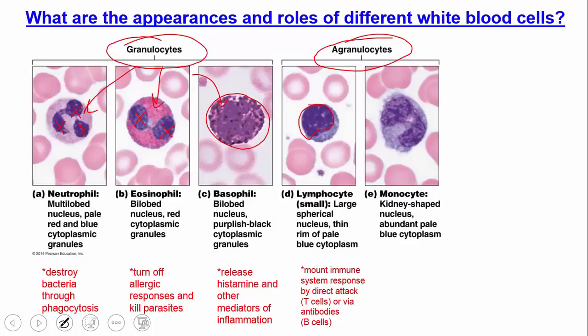Okay. The final category is something called a monocyte. And the nucleus here is described either as kidney-shaped or horseshoe-shaped. And this is the dead giveaway. It's a monocyte. I'm going to trace it here so you can see. So that's our horseshoe-shaped nucleus.